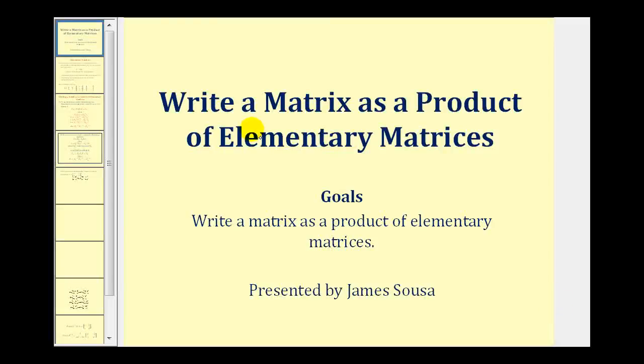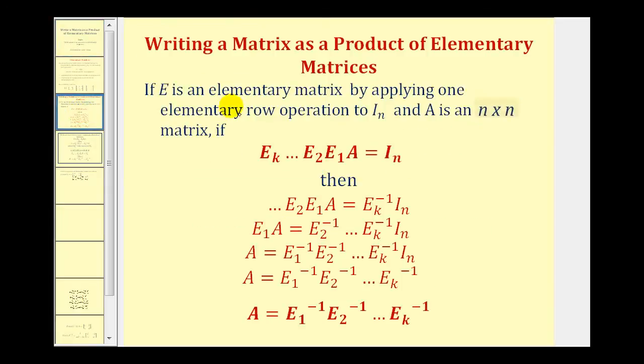Lesson on how to write a matrix as a product of elementary matrices. If E is an elementary matrix obtained by applying one elementary operation to an identity matrix, and A is an n by n matrix, the idea is to start with matrix A, determine what elementary matrices we are going to multiply by on the left to obtain the matrix on the right. Solve this equation for A and determine which elementary matrices have a product of matrix A.